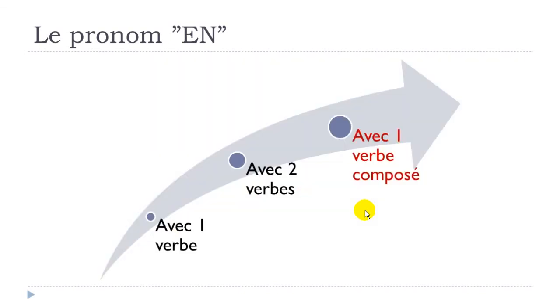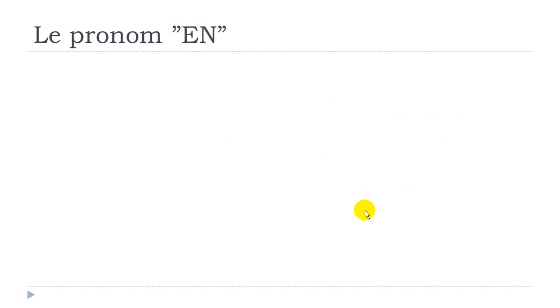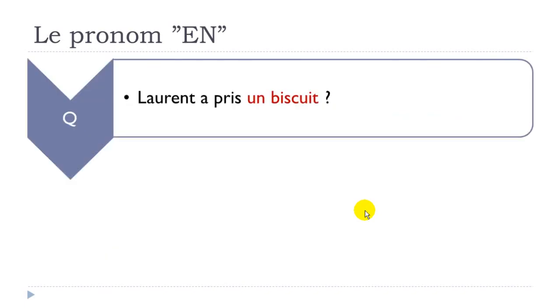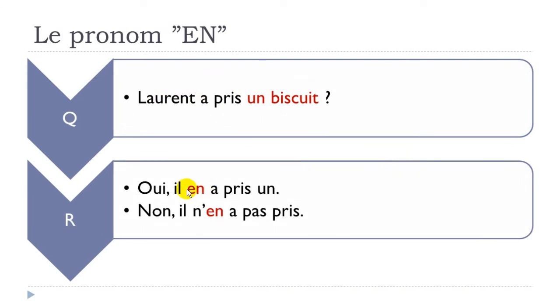Okay? So let's see now when you've got a composed verb. So we just need to put the same sentence at the passé composé form. Laurent a pris un biscuit. Oui, il en a pris un. Okay, so the important thing now is to try to remember that when you've got this form, a pris, even if you've got two parts, well, technically you don't have two verbs, you've got one verb. Okay, so your pronoun en should be before the verb, so it means before a here.